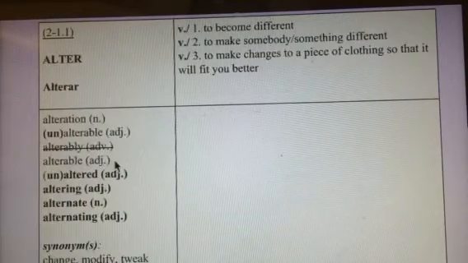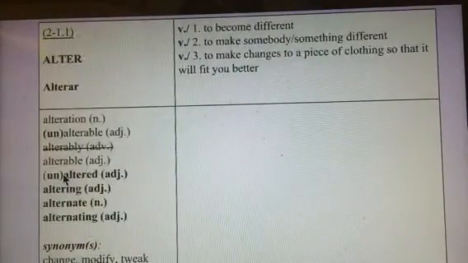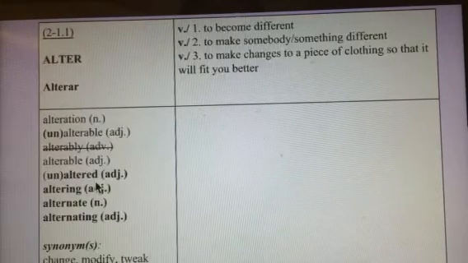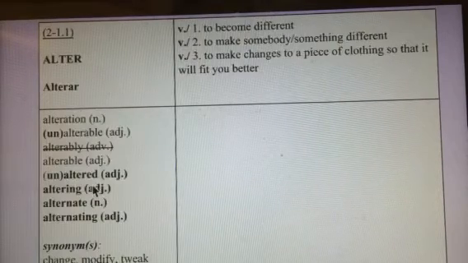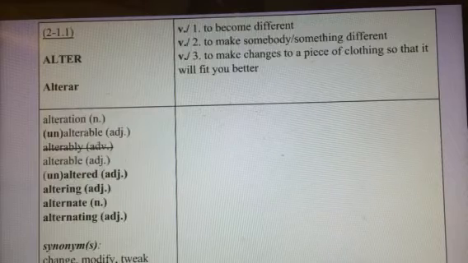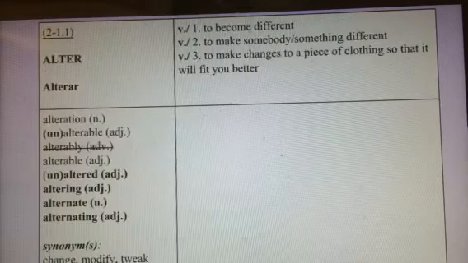Okay, alterable is here again. Let's not add that one. We have unaltered. Something that is changed is altered. Something that is not changed is unaltered. You also have the participle form altering. The tailor was altering the clothes, or the altering tailor made the clothes fit better.